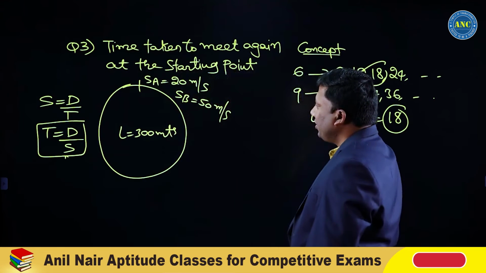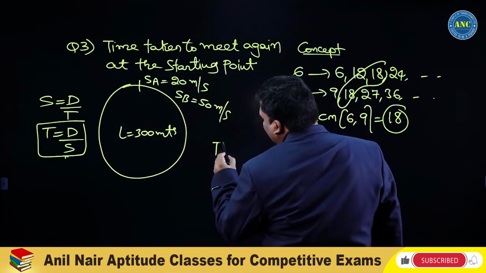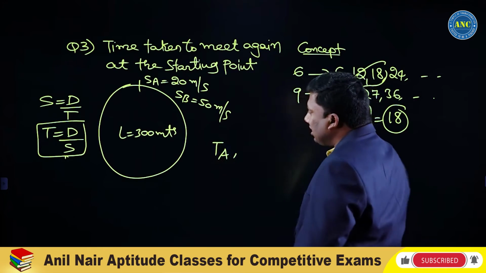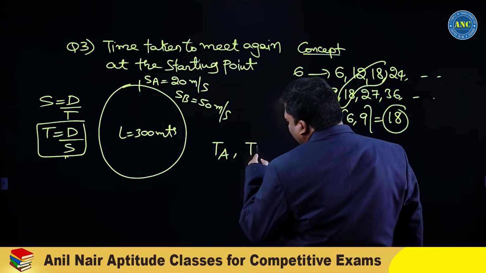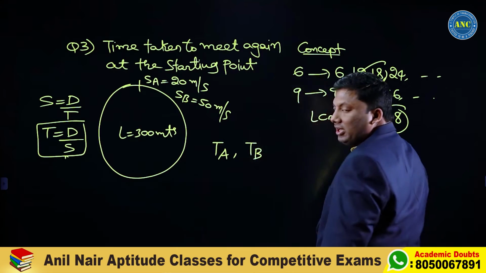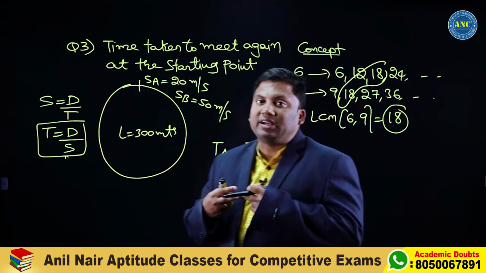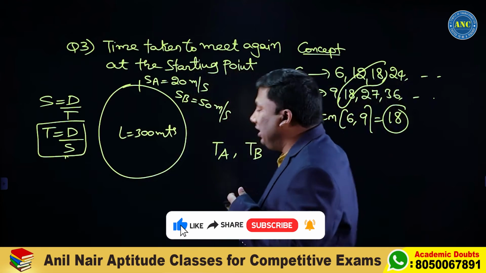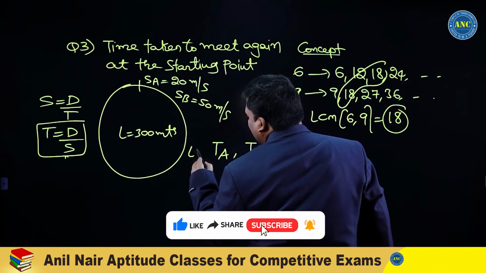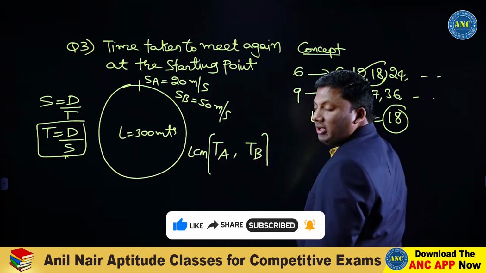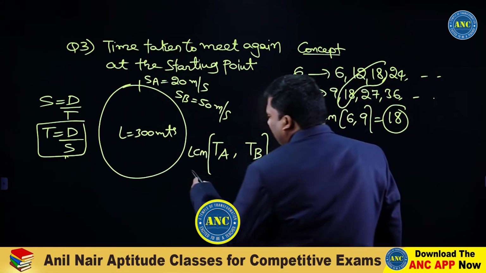Now see here. What is the time taken for A to come back to the starting point? TA. What is the time taken by B to come back to the starting point? TB. When will TA and TB meet? At their LCM. So, LCM of TA comma TB.